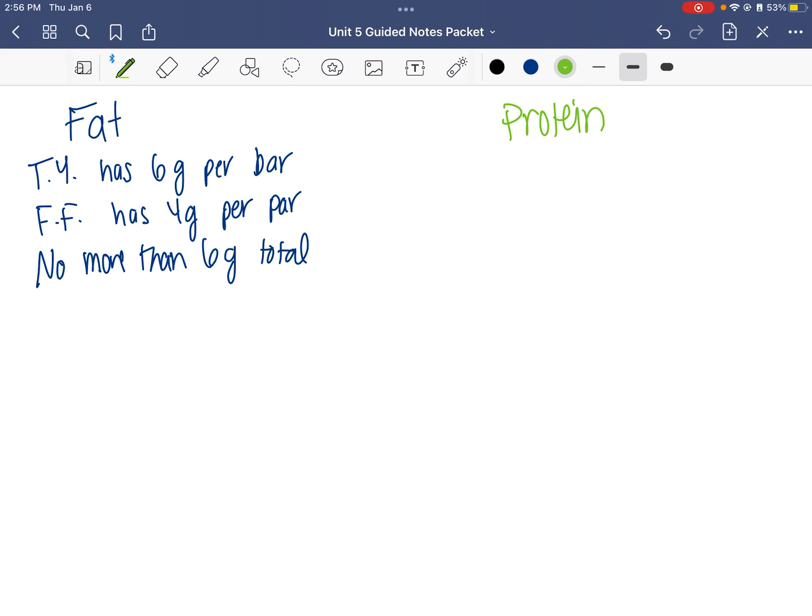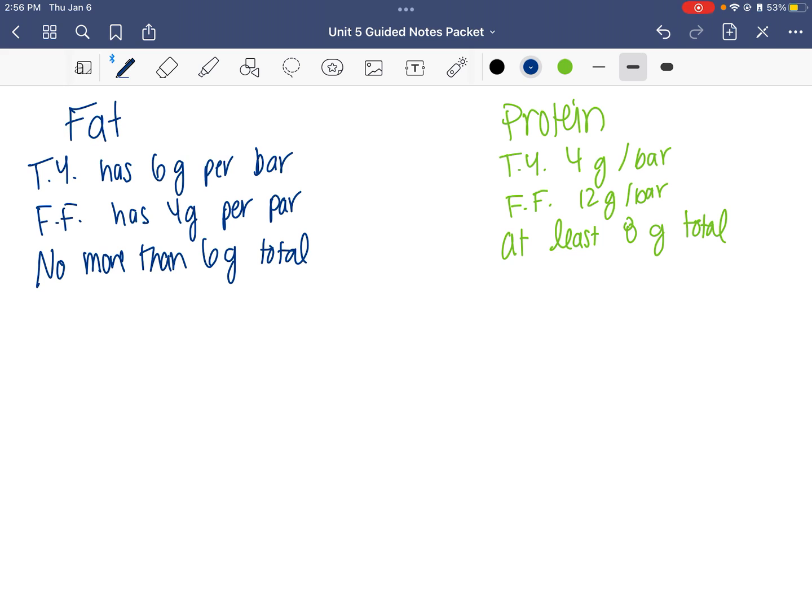For protein, we know that Totally Yummy has 4 grams per bar. And we know that Fantastic Foods has 12 grams per bar. And we also know that your coach wants you to have at least 8 grams total when you have a snack. Okay? All right. So that's everything we know.